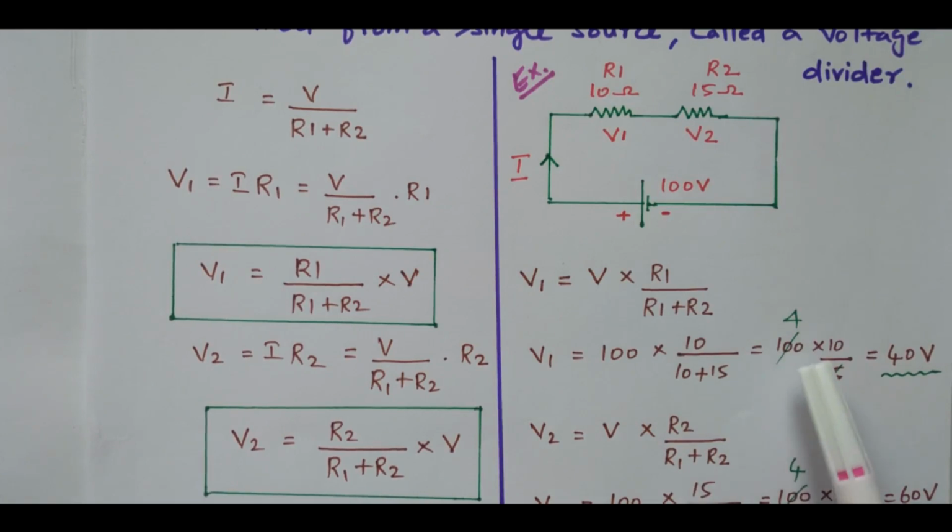So 4 times is available. 4 into 10 is 40 volts. So the voltage drop across V1 is 40 volts. So by using the voltage divider rule we calculated it.